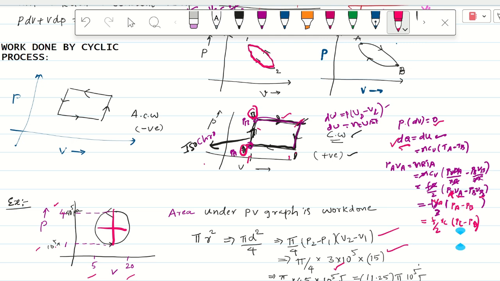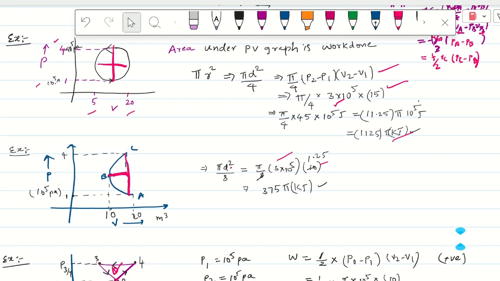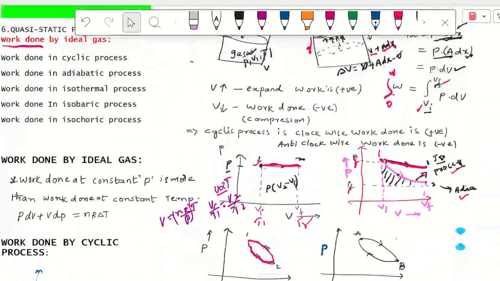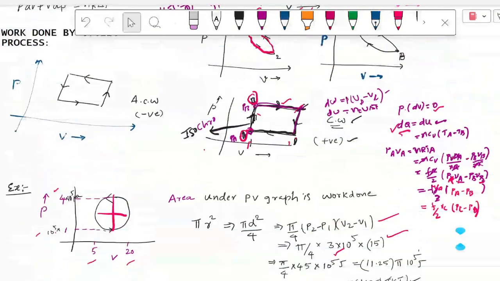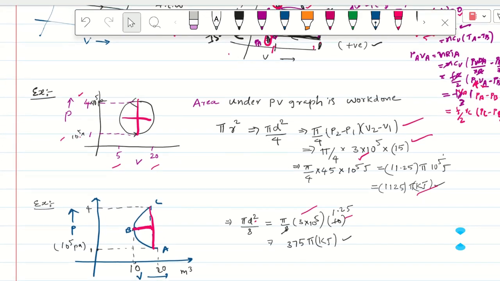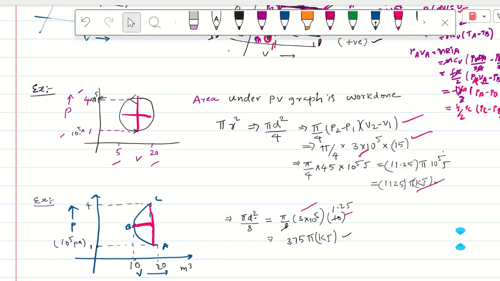Internal energy is nCv delta T, whatever the process. And dQ, the heat energy, is equal to dU plus PdV. So remember this. Here some important models are there. The process given is a cyclic process in anti-clockwise direction. Anti-clockwise direction means negative work done, right? Clockwise means positive. If the cyclic process is clockwise it is positive, anti-clockwise means negative. Here anti-clockwise is given, therefore the work done should be negative.